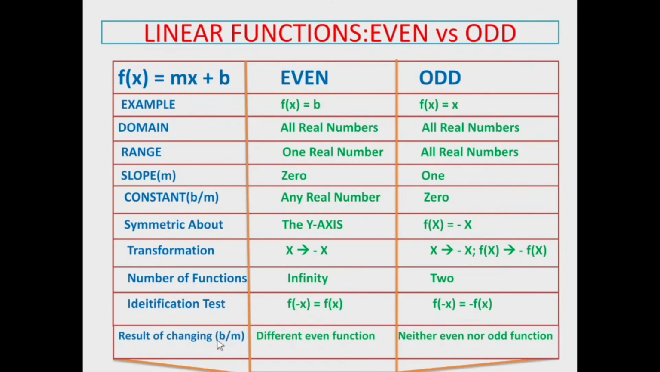Result of changing b or m. For even, changing b or m results in a different even function. And for odd, the result of changing m is a function that is neither even nor odd.